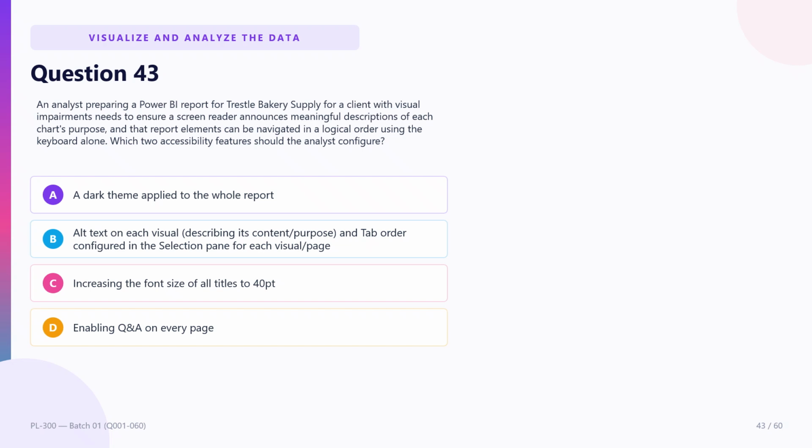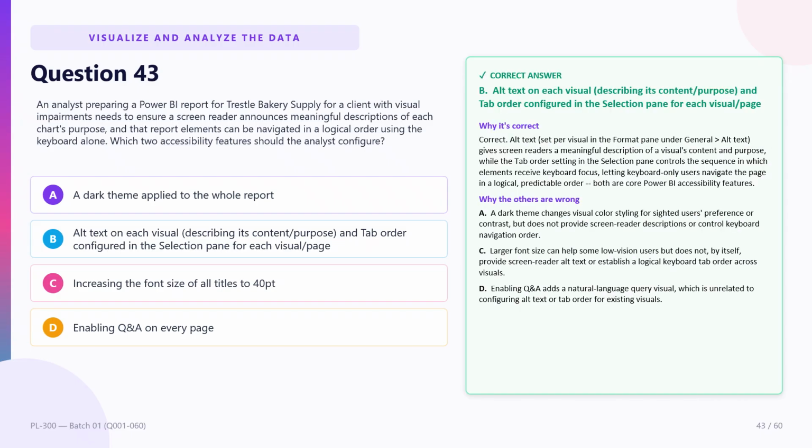Option A. A dark theme applied to the whole report. Option B. Alt text on each visual, describing its content and purpose, and tab order configured in the selection pane for each visual page. Option C. Increasing the font size of all titles to 40 point. Option D. Enabling Q&A on every page. Take a moment and make your choice.